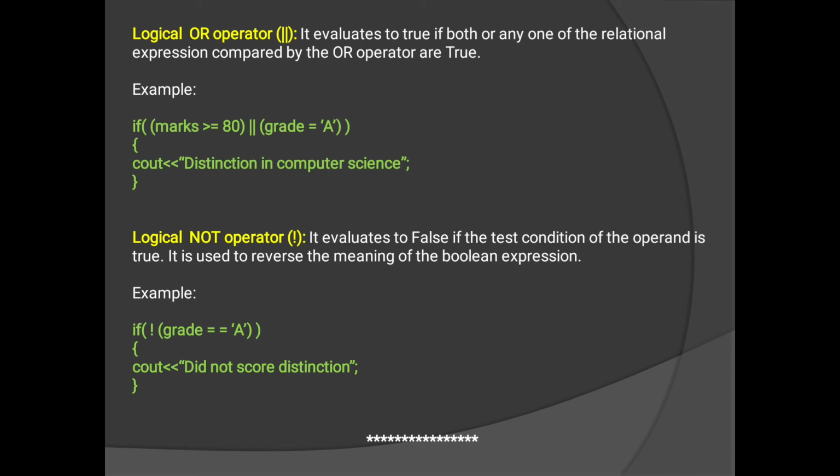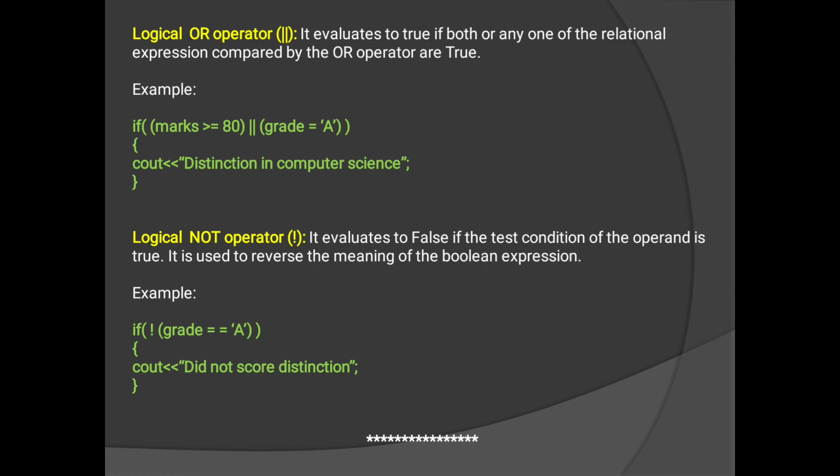So if suppose you entered marks as 80 and grade A from the keyboard, in that case the cout statement will produce distinction in computer science. However, in our case, suppose you entered marks greater than or equal to 80, which is true, and grade, instead of A, you entered B. In that case also, the cout statement will produce the result distinction in computer science, because in the case of the OR operator, any one of the relational expressions can be true, either the left side or the right side or both.